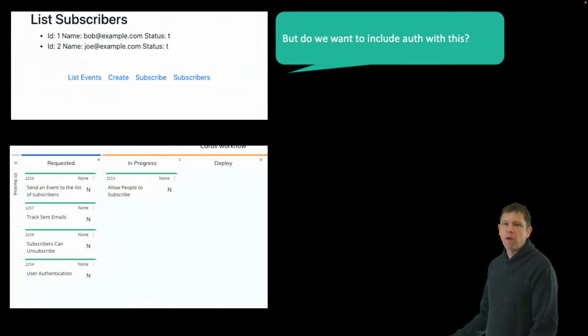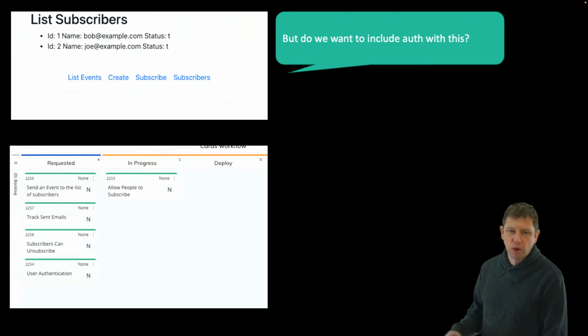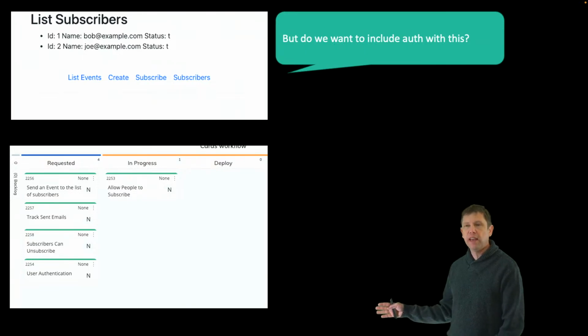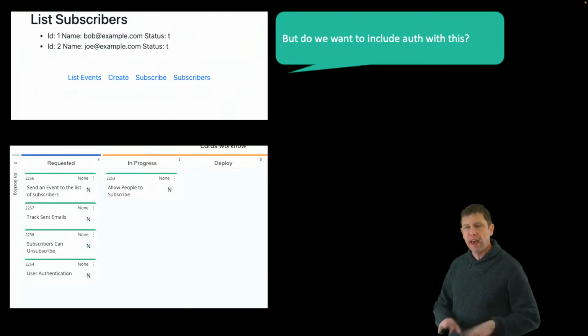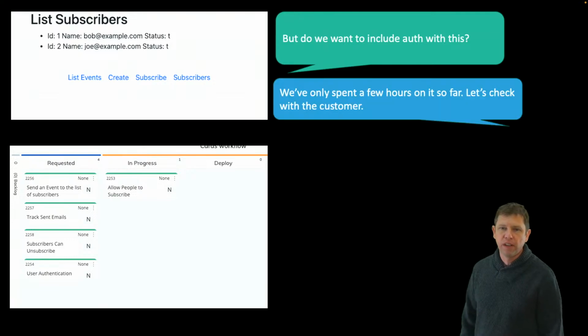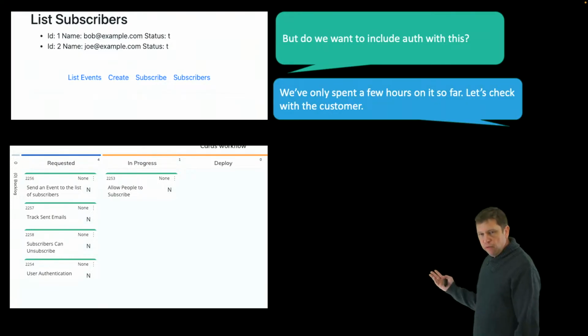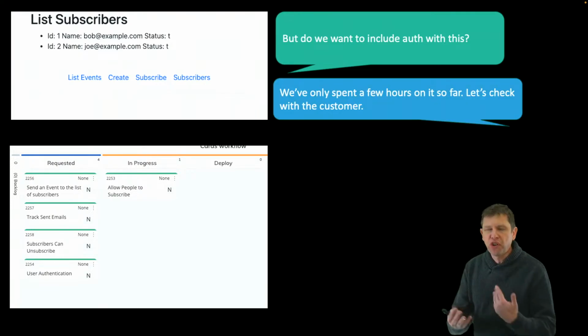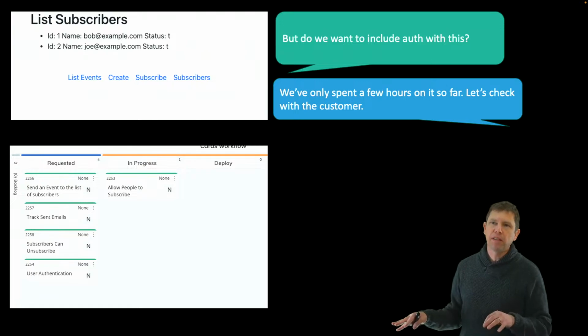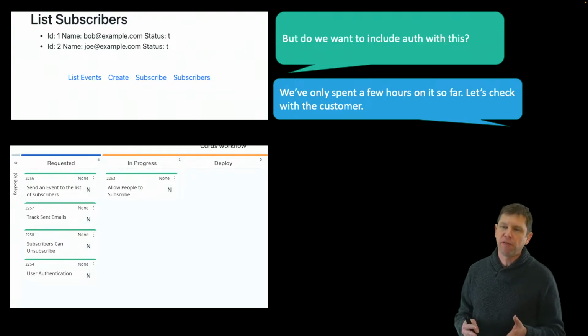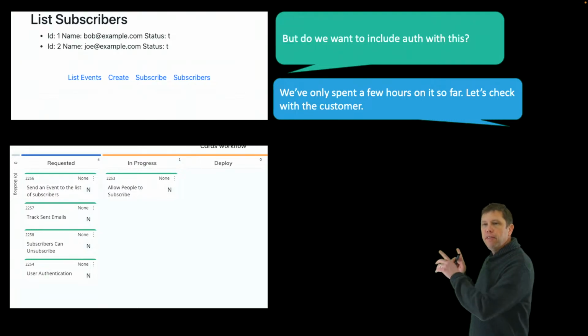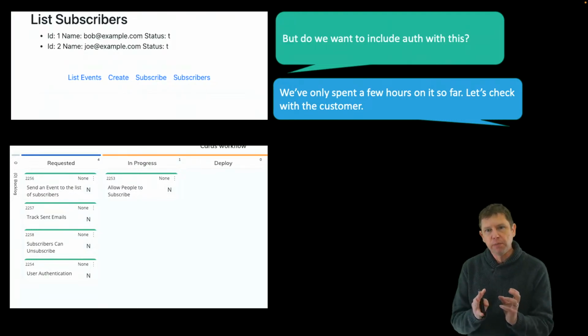So the question is, do we want to include authentication with this? We've got user authentication, but it's at the bottom of our list of priorities because at the time it didn't seem very important. So we've only spent a few hours on this so far. So the question they're having is, should we split this off as something separate, or should we make this part of this? Should we actually bring this story in because we really want to deliver these together to put authentication around this? They haven't spent very much time on this because it's very, very small.